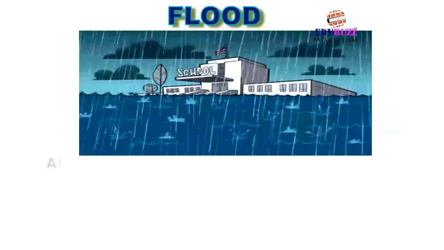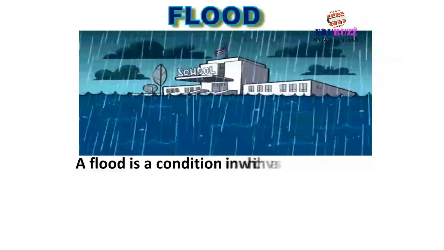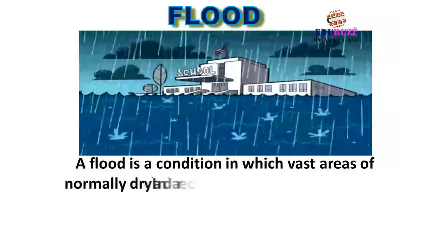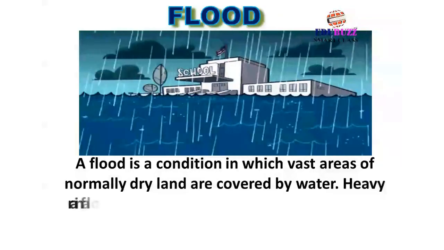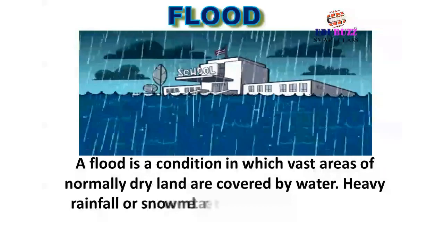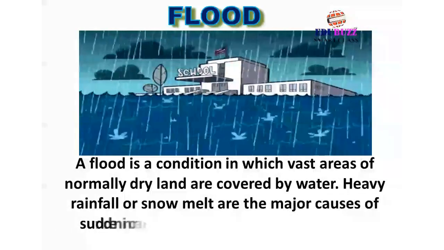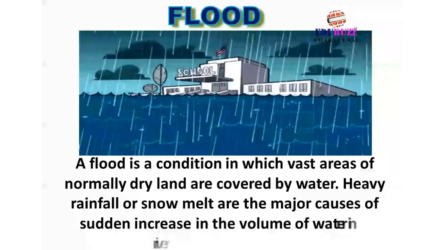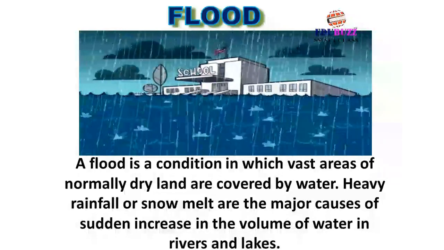Flood. A flood is a condition in which vast areas of normally dry land are covered by water. Heavy rainfall or snowmelt are the major causes of sudden increase in the volume of water in rivers and lakes.